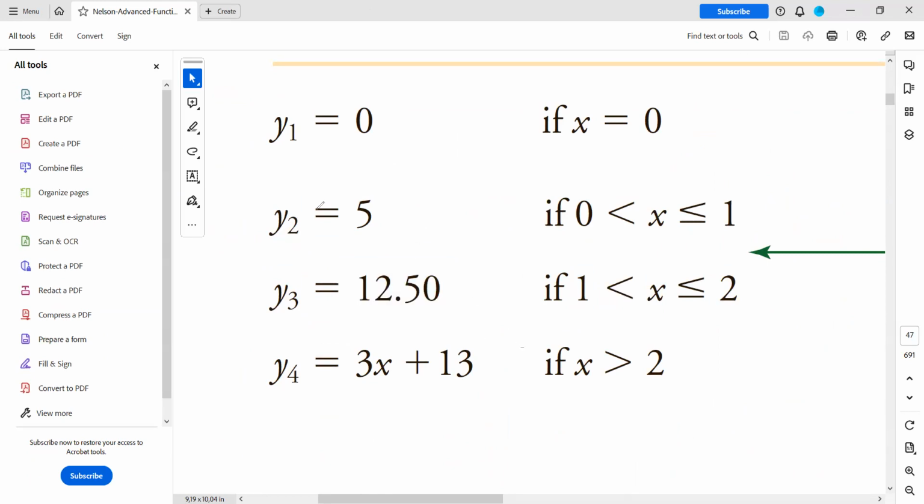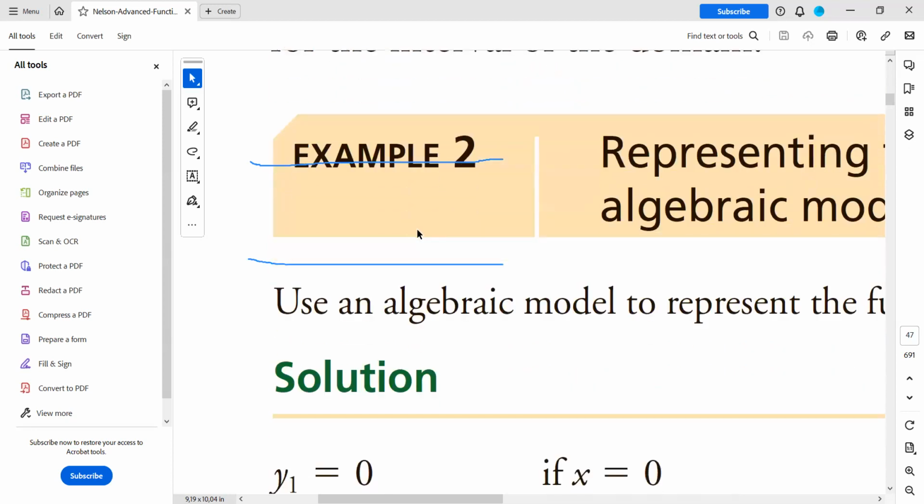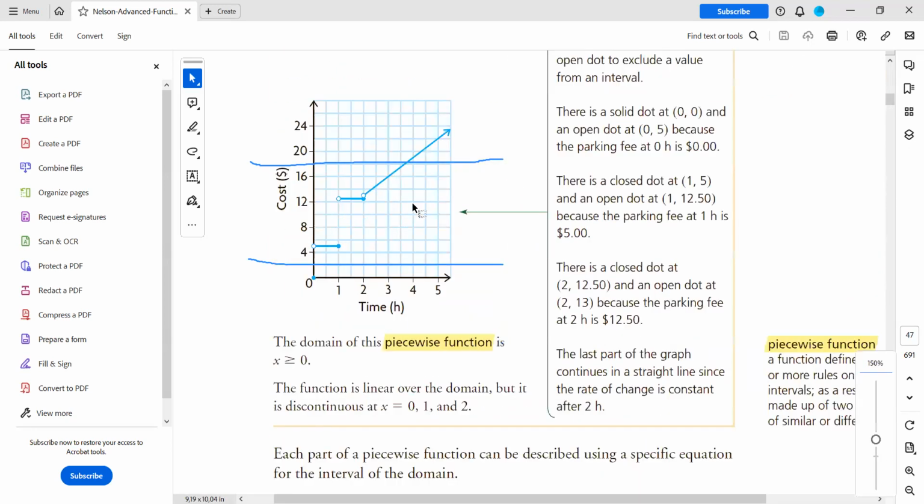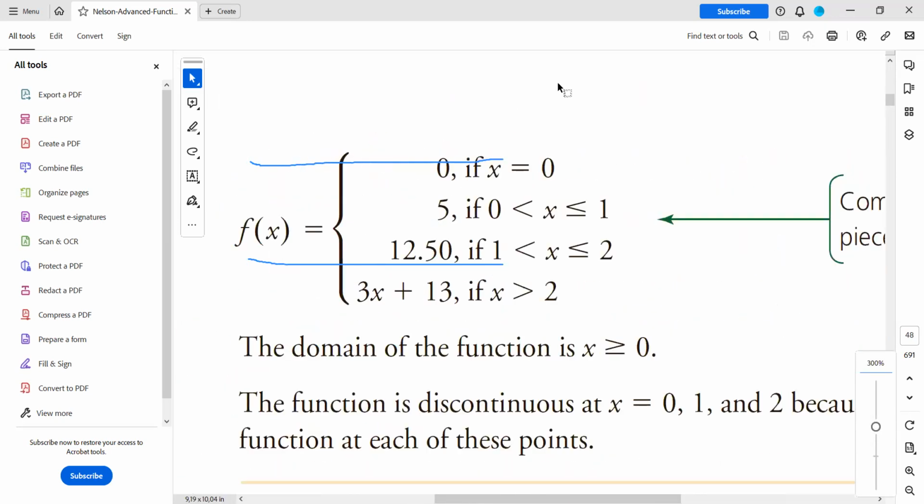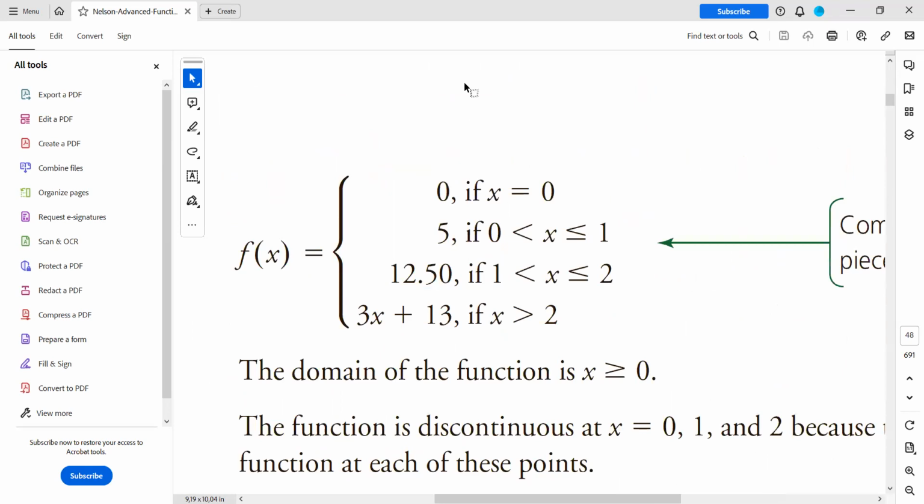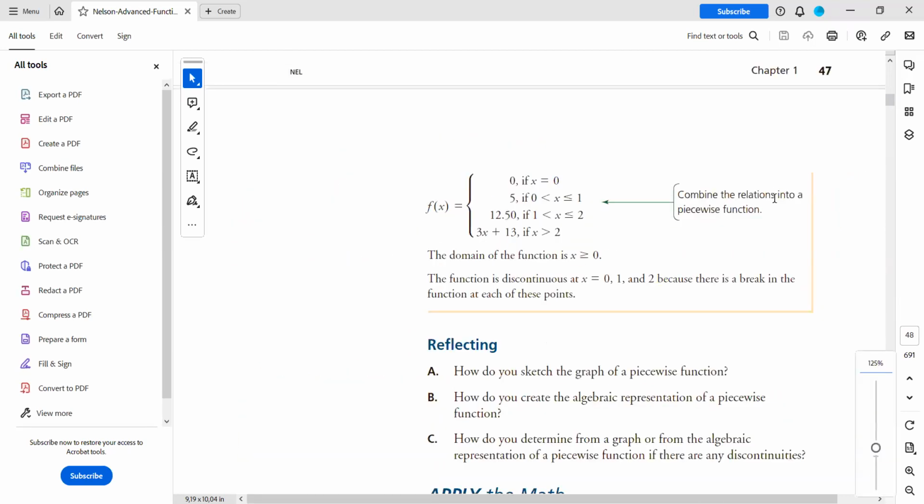but they're linear functions, right? Straight lines, as you can see here, just two straight lines, but they're also functions. We write those functions in the figure brackets, and after the function, we state when it is true. It is true when x equals 0. It is true when x is in this interval. It is true when x is in this interval, and so on. Basically, we're combining the relations into a piecewise function. This is how a piecewise function looks in algebraic notation.